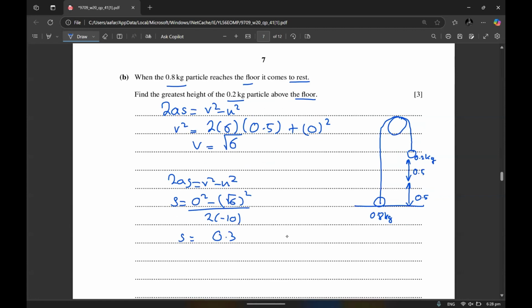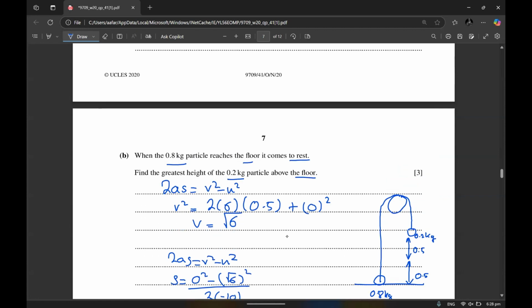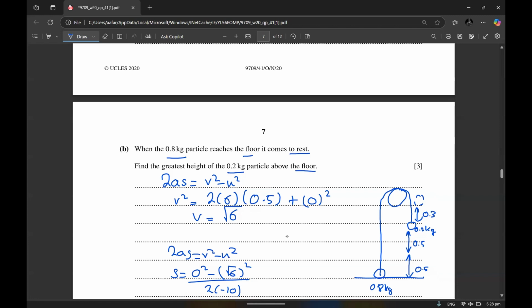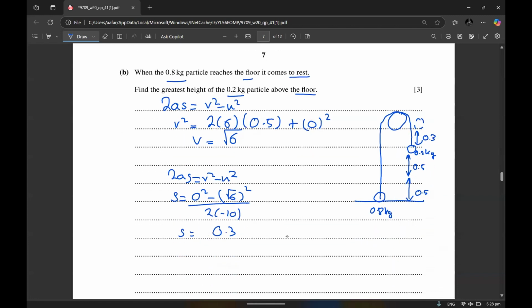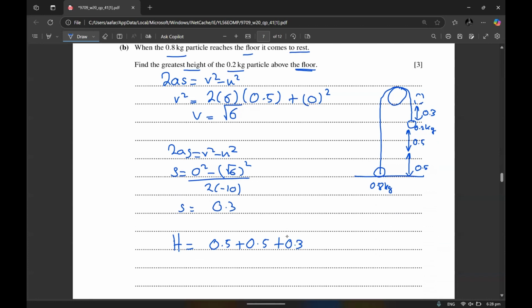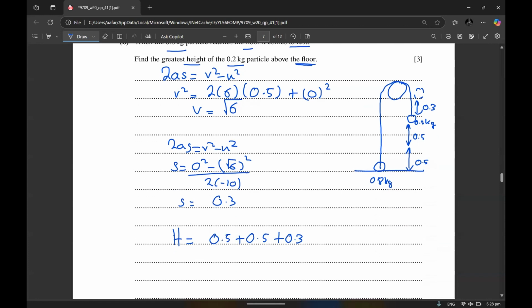0.3. So basically it travels 0.3 meter. Let's say this reaches this point, so 0.3 meter from this point, which is when the 0.8 kg reaches the floor. So the greatest height above the floor will be 0.5, which was the initial height, plus 0.5, which is what it travels until the 0.8 kg hits the floor, plus 0.3, which is what it travels with the initial velocity it gains from that acceleration. So it is 1.3 meter.